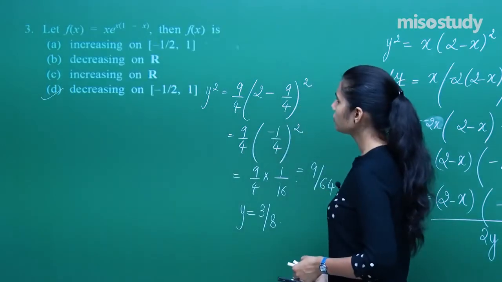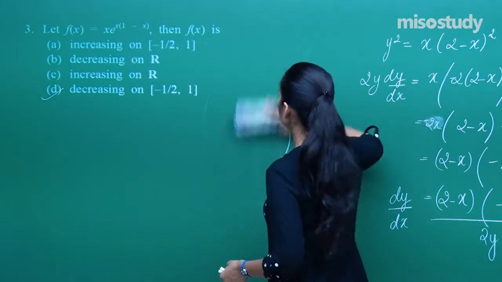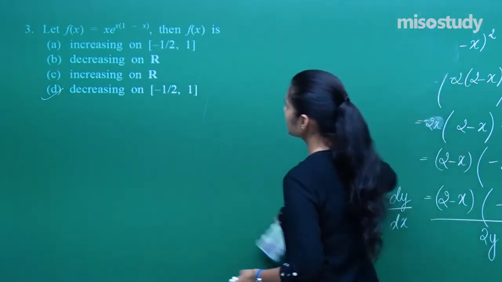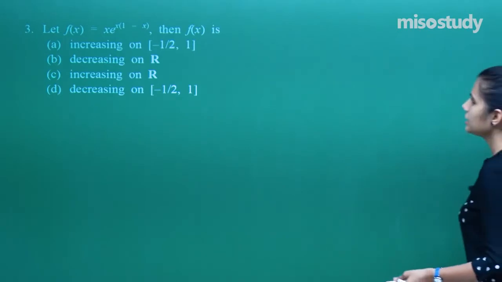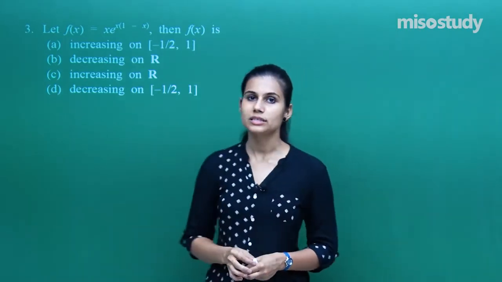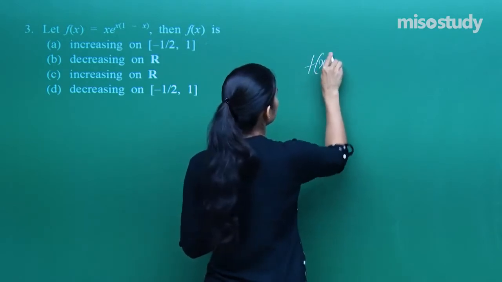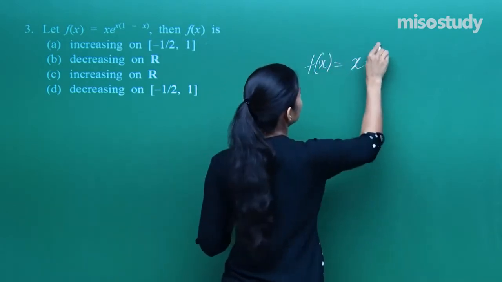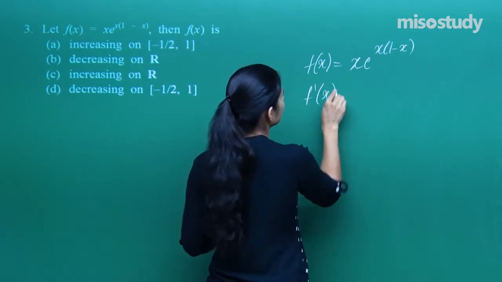Moving to the next question, we have if f(x) is this curve x into e to the power x into (1 minus x), then f(x) is increasing or decreasing over which interval? Let's talk about this now. Again, to talk about the increasing and decreasing behavior of a function, we need to consider its derivative, right? So if I talk about f(x), it is x into e to the power x into (1 minus x). f dash x is what?